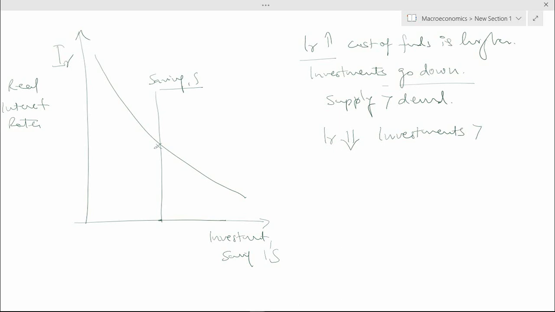So what happens in this case? The supply is less than demand. Now at equilibrium, we know supply has to be equal to demand. So ultimately there will be a point where IR, which is known as the equilibrium point.